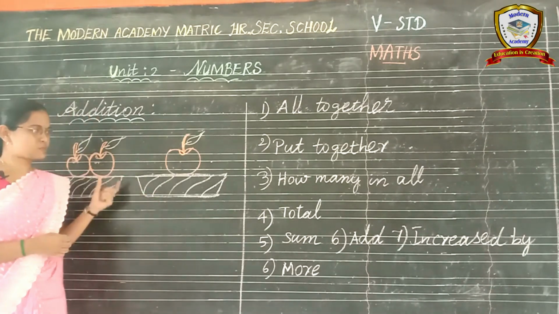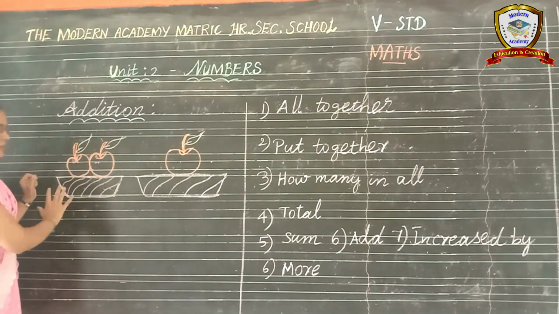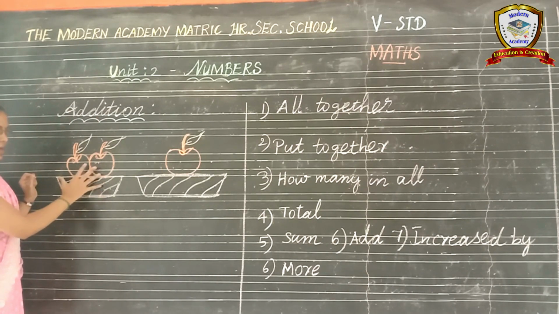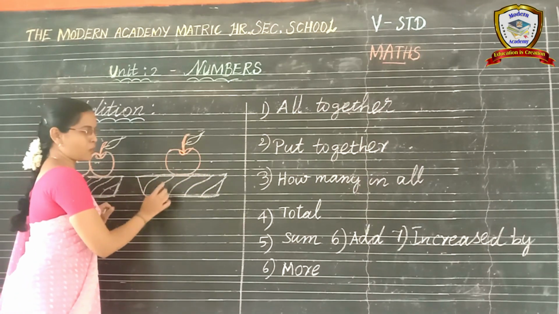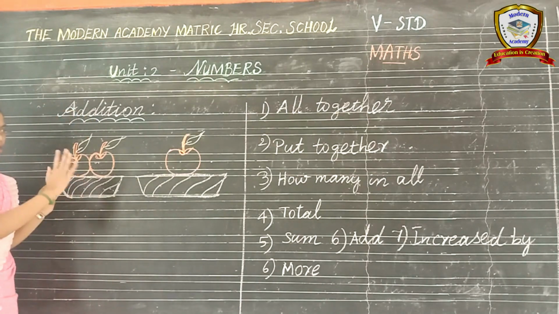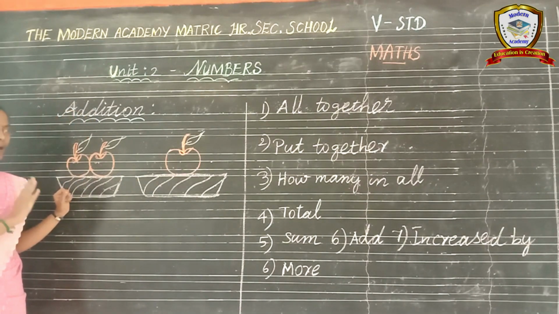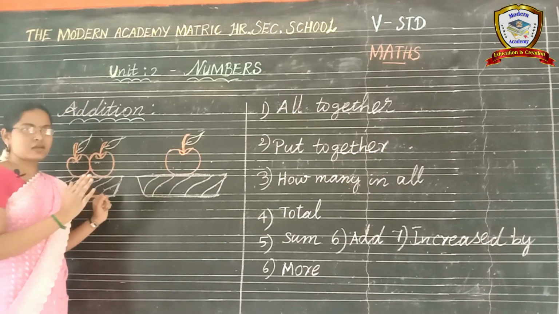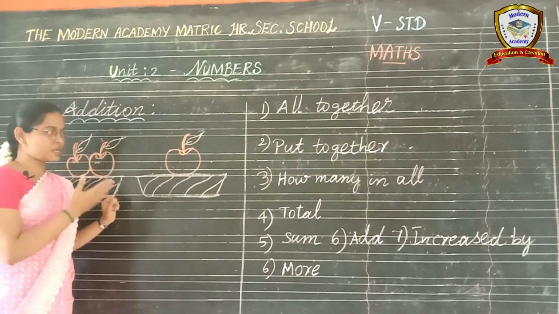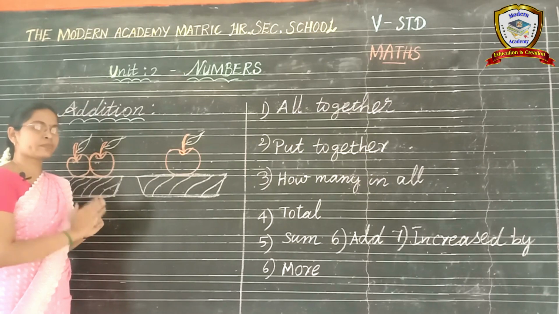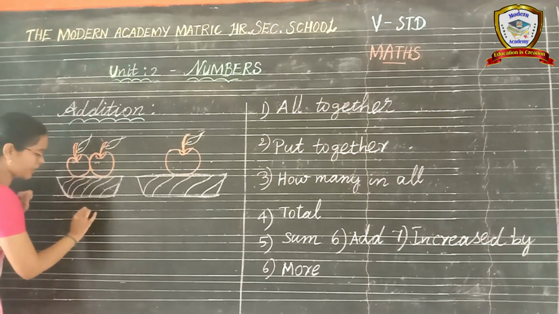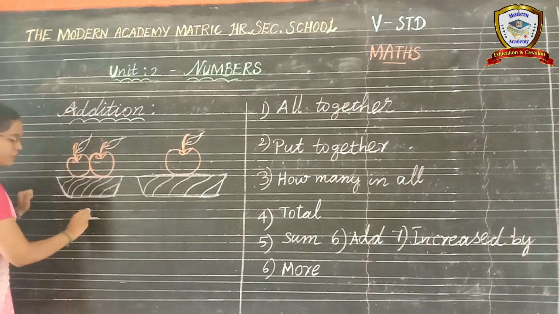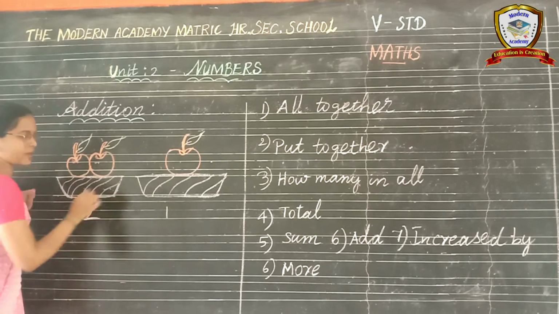Okay, let's see. I am going to explain with an example. What is this picture? This is apple. In the first bowl, how many apples? 2 apples. Next, the second bowl has 1 apple. So totally how many apples are here? If you want to find the total number of apples, first we have to add 2 apples and 1 apple.